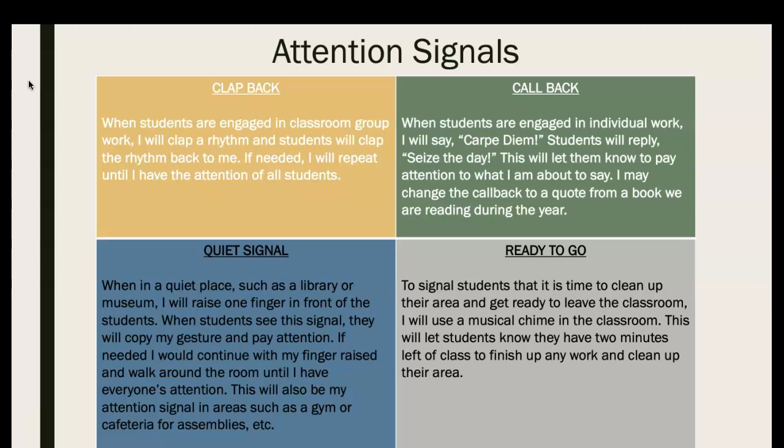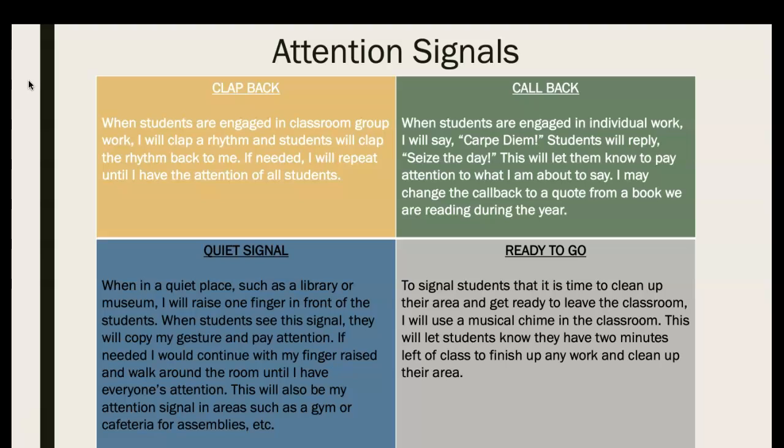The quiet signal is for when we're in a place such as a library or museum. If I need to get their attention, I'll raise one finger in front of the students. When students see the signal, they'll copy my gesture and pay attention. If I'm in the front and I'm raising my finger and the ones in front of me see it, then they'll copy the gesture, raising their hand, knowing I have their attention. And then the rest of the students will follow. If I need to, I can walk around the room until I have everyone's attention. That'll also be helpful if we're in a bigger area, such as a gym or cafeteria. If it's really noisy, they see me raise my finger, they know it's time to get quiet.